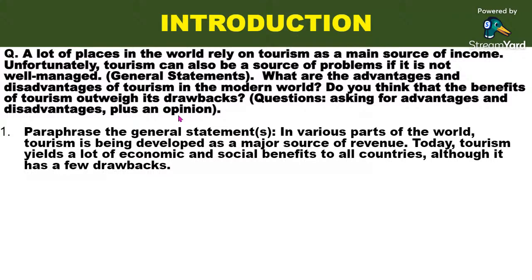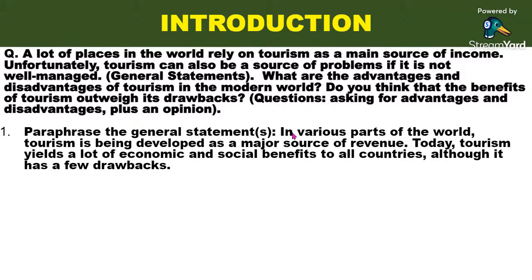You see, look at the general statements. A lot of places in the world rely on tourism as a main source of income. Unfortunately, tourism can also be a source of problems if it is not well managed. These are the general statements, and we have reconstructed these statements into our own. This is what we mean by paraphrasing.